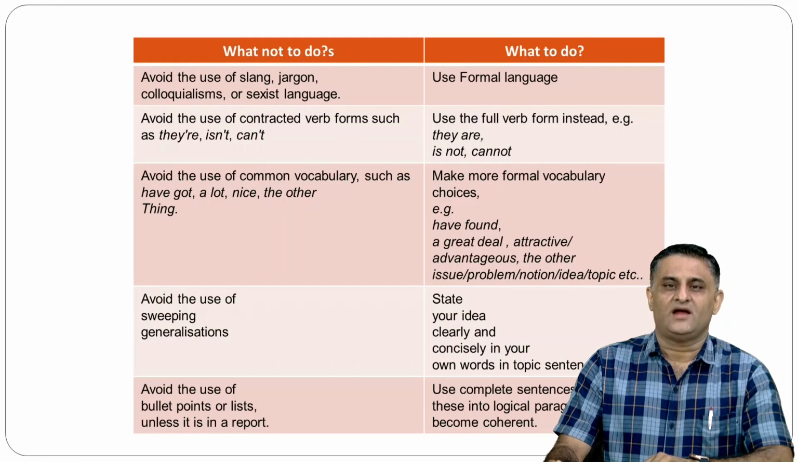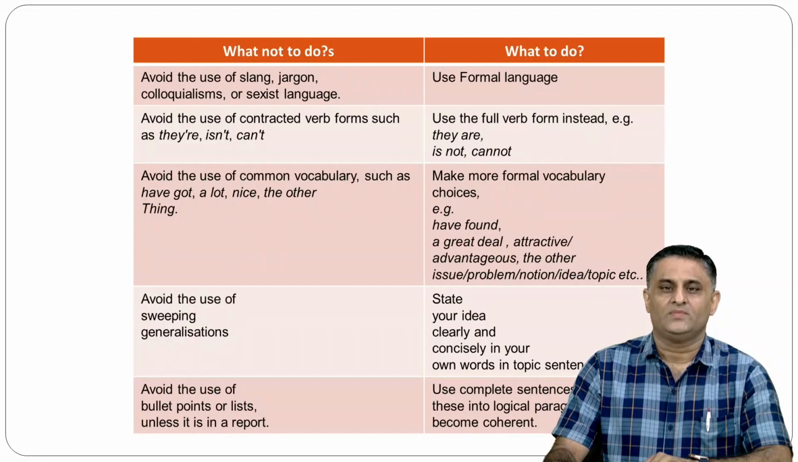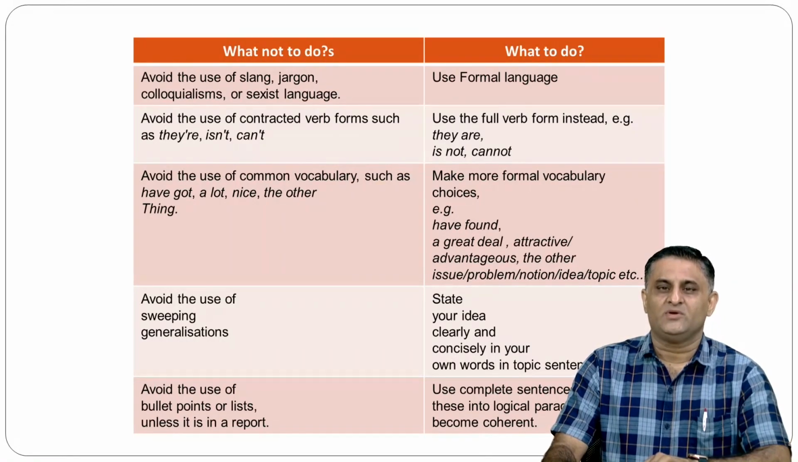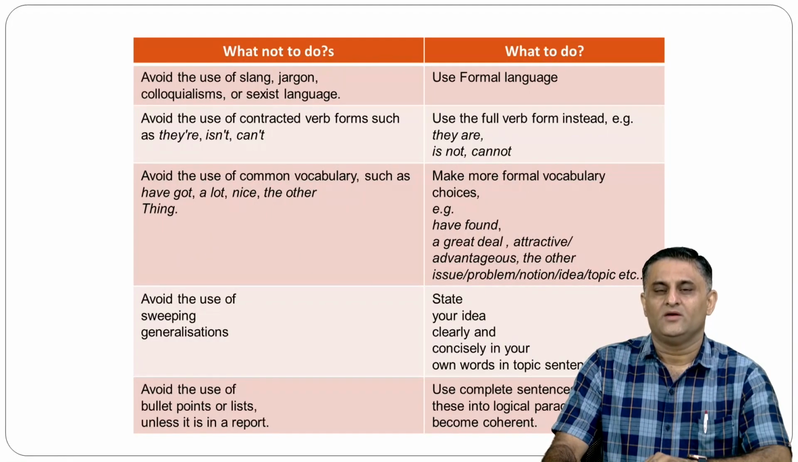Next slide is all about what not to do and what we have to do. In this slide, we are having one table, and in that table, we are having enough information. So, this image outlines a comparison between what not to do and what to do in the context of formal writing. It provides guidelines for improving the quality of writing, particularly in academic or professional settings.